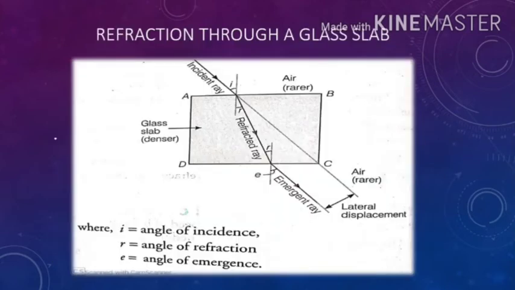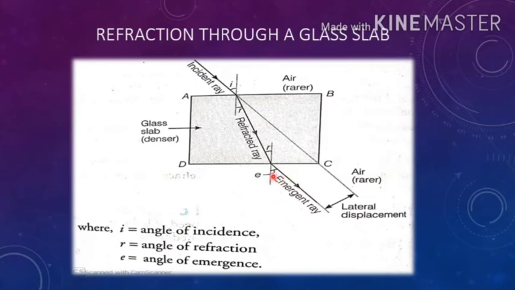So let's move to refraction through a glass slab. ABCD is a glass slab, this is the incident ray, and this is the normal. As air is a rarer medium and glass is a denser medium, the ray bends towards the normal. This is the normal, and this is the refracted ray. Then it travels from denser to rarer medium, so it bends away from the normal.